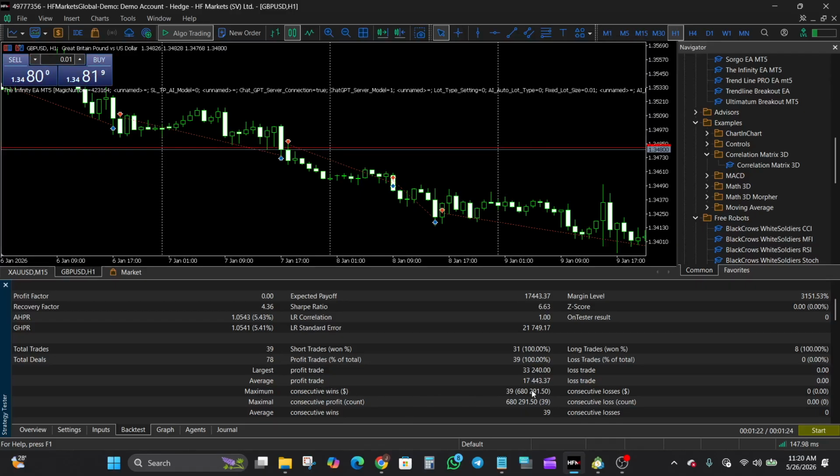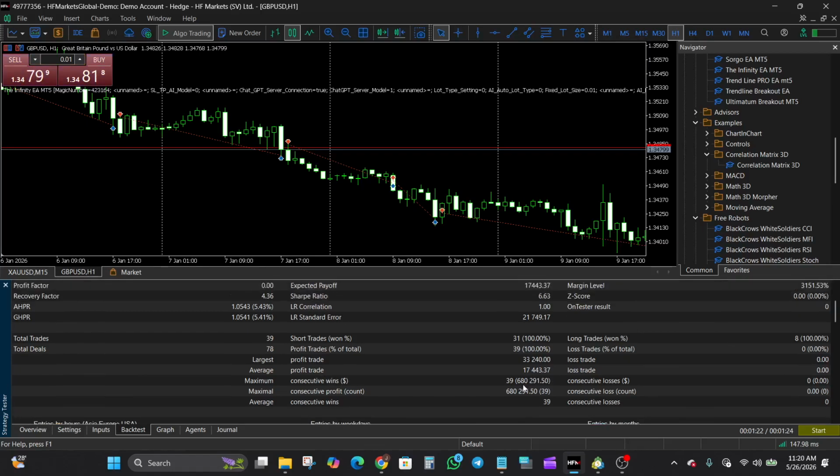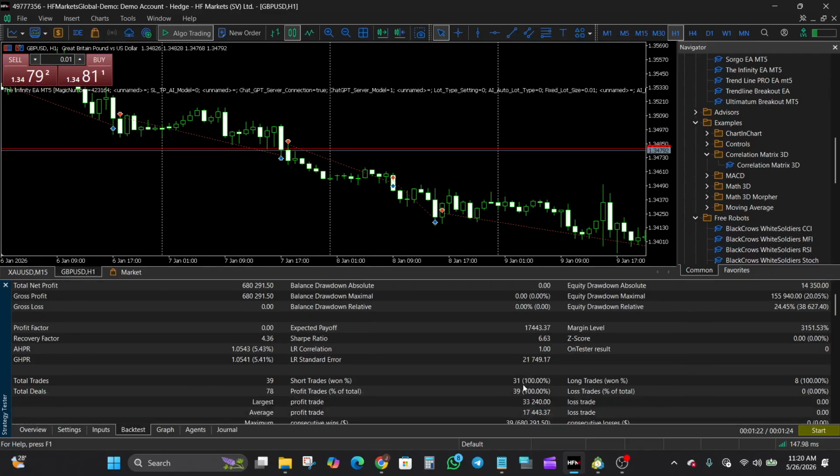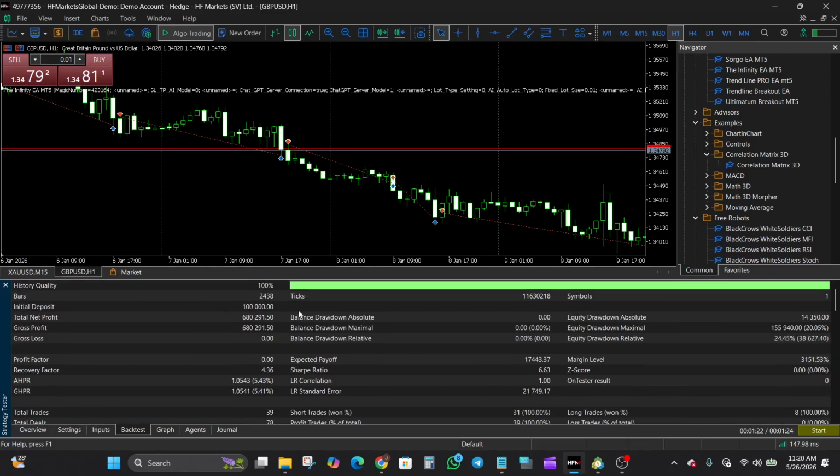The average profit trade was $17,443.37. Given this information, it's not surprising to have about 680% total net profit within the space of 5 months. But remember that these are just historical backtest results. They do not guarantee future performance. All right, overall the EA looks like an AI assisted scalping EA with a strong focus on risk management and simplicity in setup. But like always, proper testing and optimization is key before any real trading use.